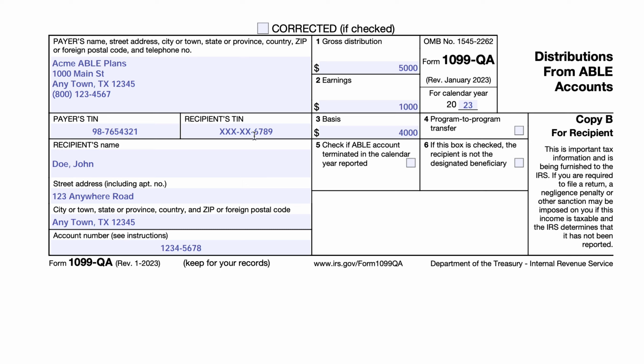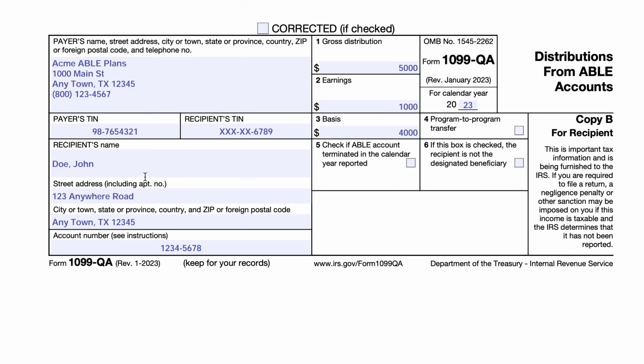Also on the left-hand side of the form would be John Doe's taxpayer ID number. This can be a social security number, can be an individual taxpayer ID number or ITIN. It can be an adoption taxpayer ID number, or it can be an employer ID number. Usually it's going to be a social security number. And then below that would be the recipient's name and address.